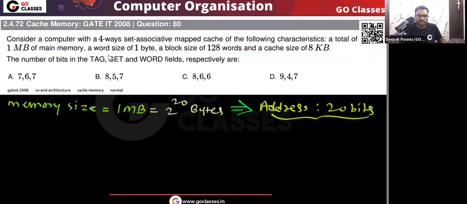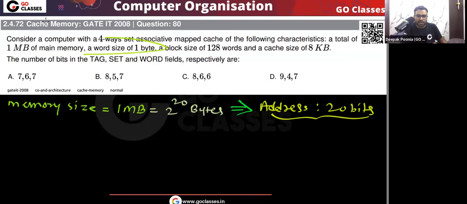Let's see the next. The word size is given to you, that is 1 byte. Let me tell you, by default main memory is byte addressable. So whenever the word size is given in the question, don't worry about it, just convert everything to bytes, because by default the main memory is byte addressable. Every byte has an address. For example, here the main memory has 2 power 20 bytes, every byte has an address, so for address we need 20 bits.